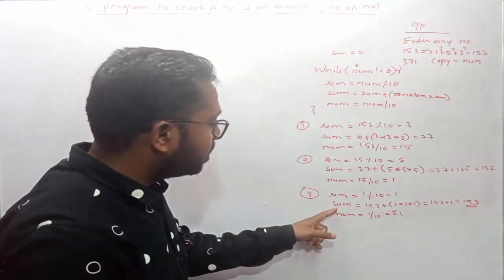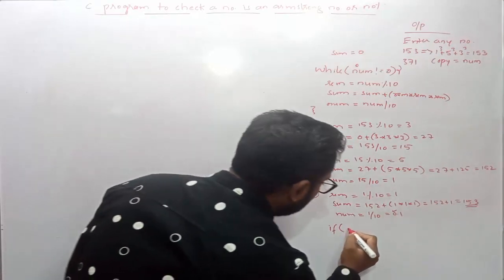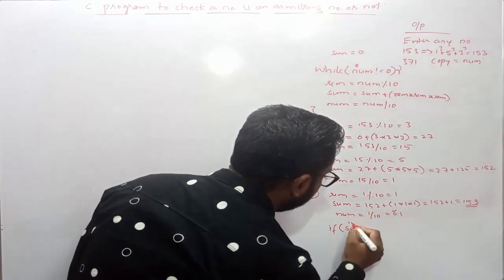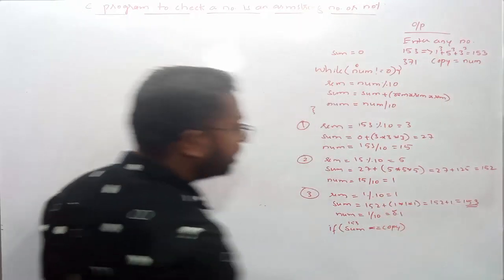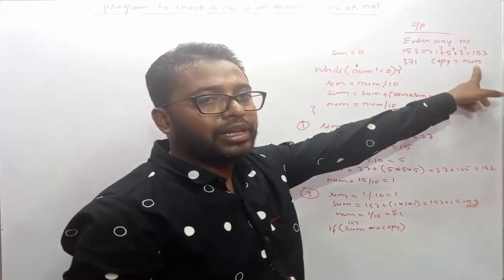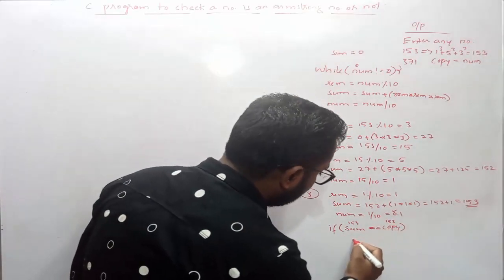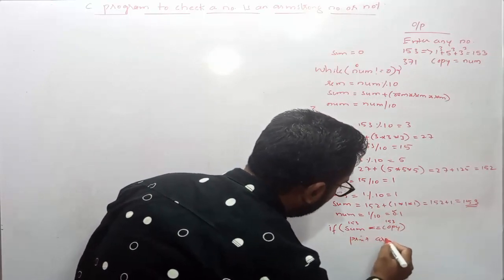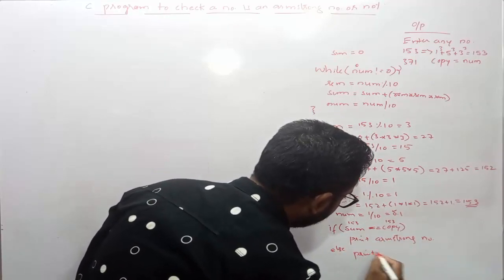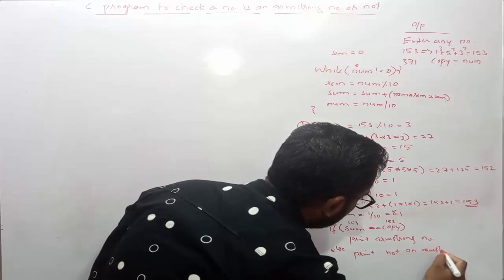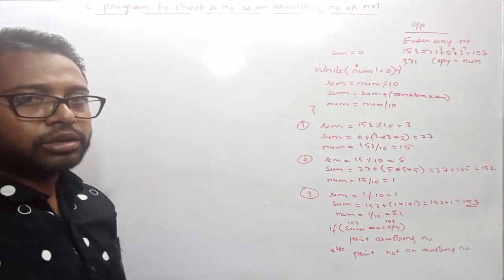Now that value needs to be compared with the value of the copy variable. If sum, which is 153, is equal to copy. Initially we had taken a copy of this variable inside the copy variable. Now we are comparing. Okay. If 153 is equal to 153, then print Armstrong number, else print not an Armstrong number. Okay, so this is the logic and this is the complete tracing of the program.